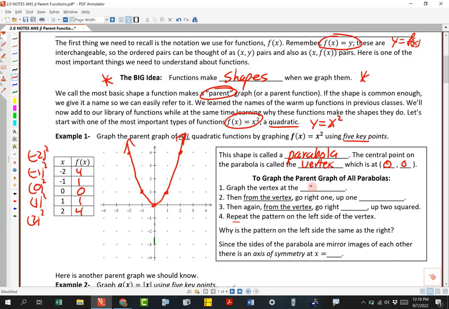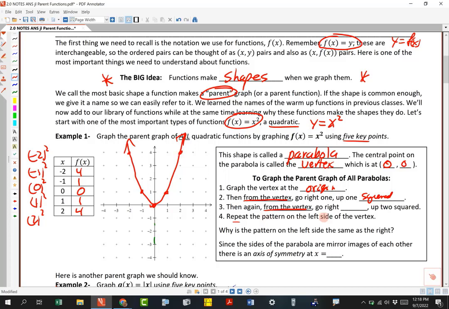So we start graphing at the origin, right here. And then from the vertex, and this is the key idea, from the vertex, we're going to go right 1 and up 1 squared. Then from the vertex again, we're going to go right 2 and up 2 squared. So that would be up 4. And then we do the same thing on the left.